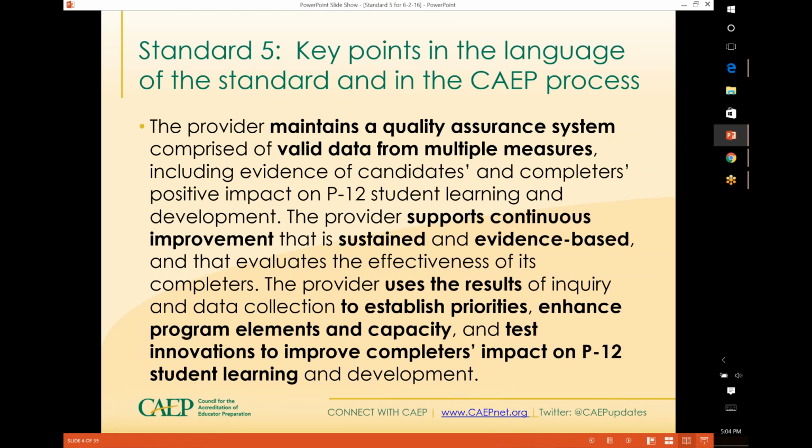And that you're using the results of inquiry and/or data collection to establish your priorities, enhance program elements and capacity, and test innovations, all of which we hope is geared towards improving completers' impact on student learning and development. Ultimately, that's our goal: to have an excellent set of teacher candidates leaving our programs and serving in our nation's schools as effective teachers.